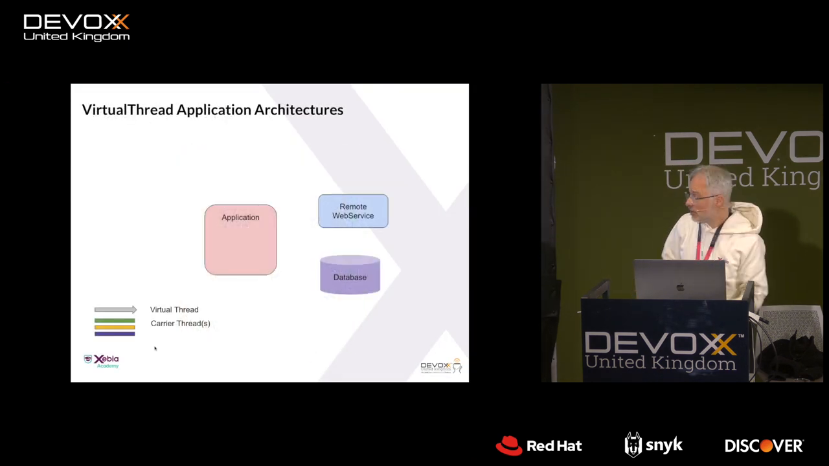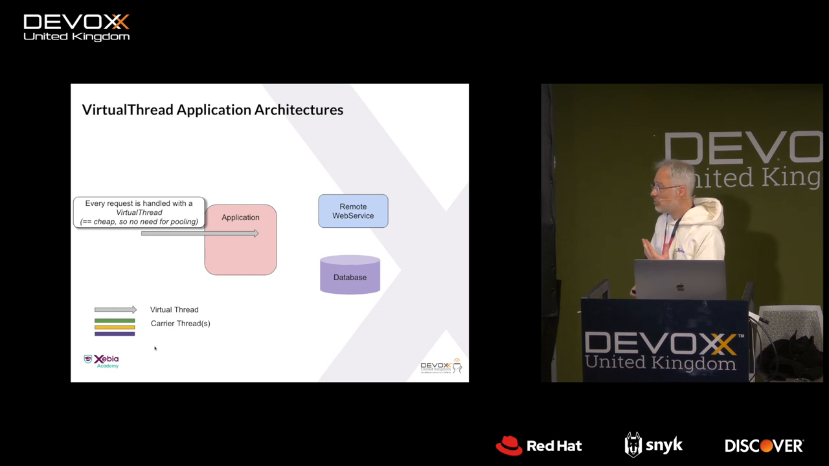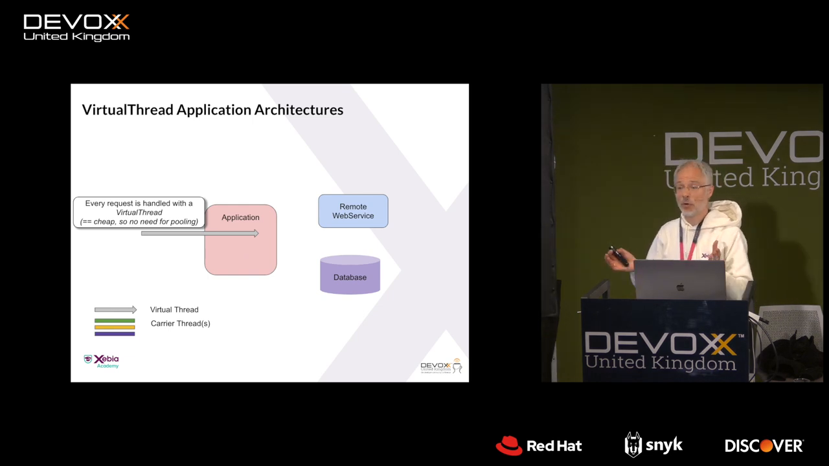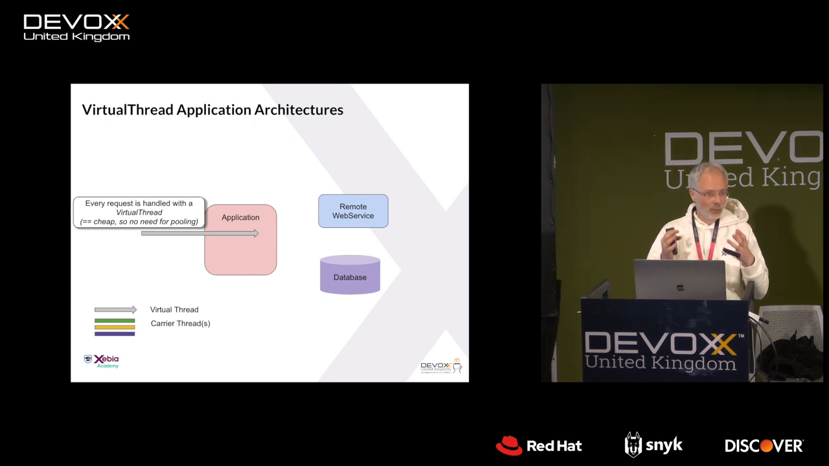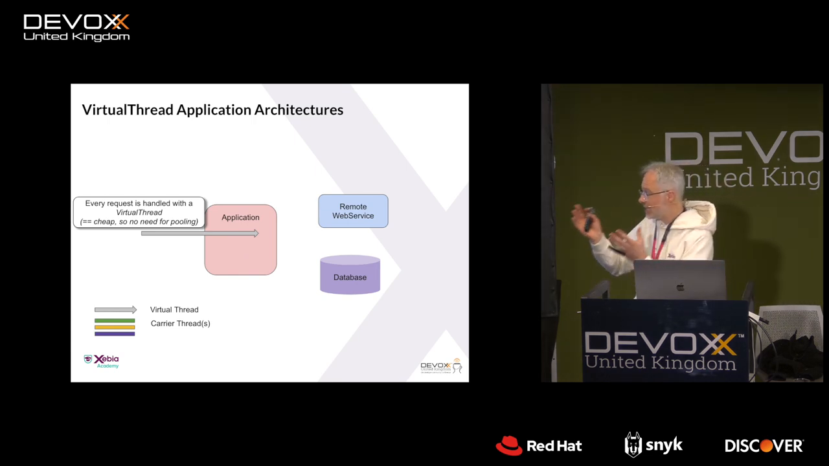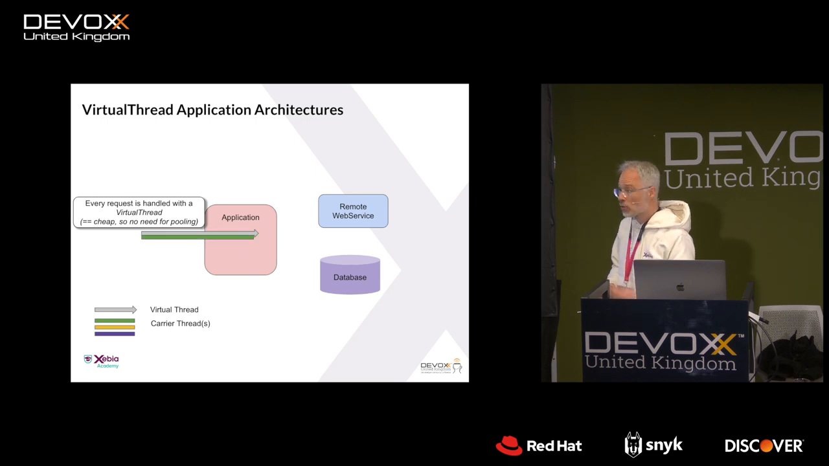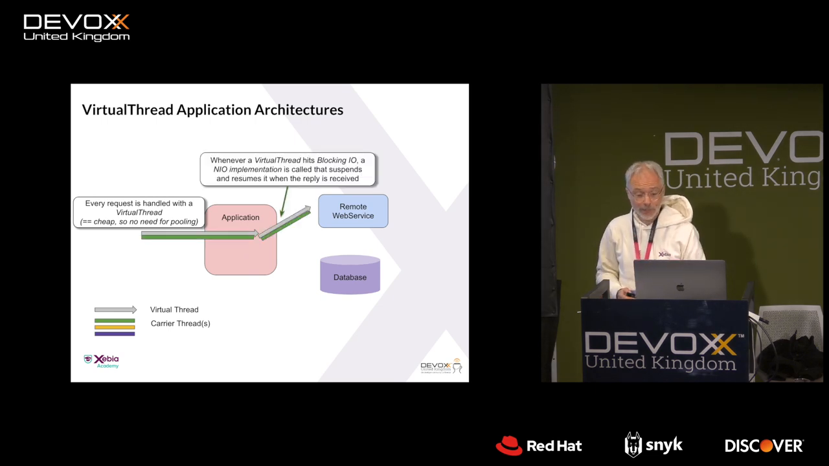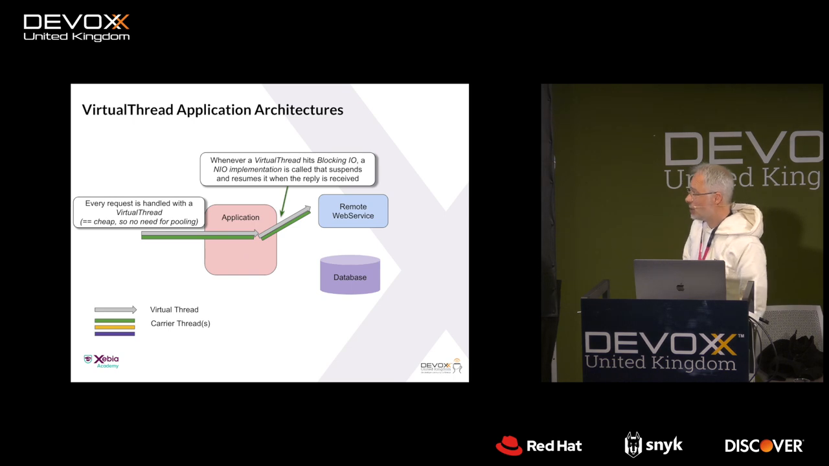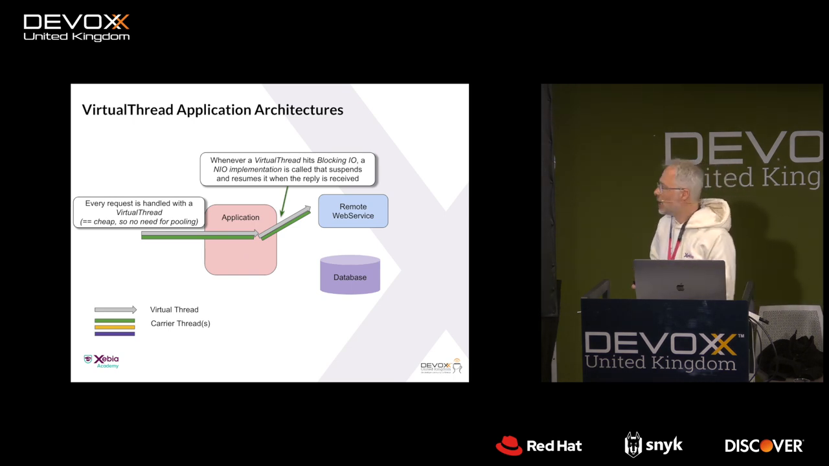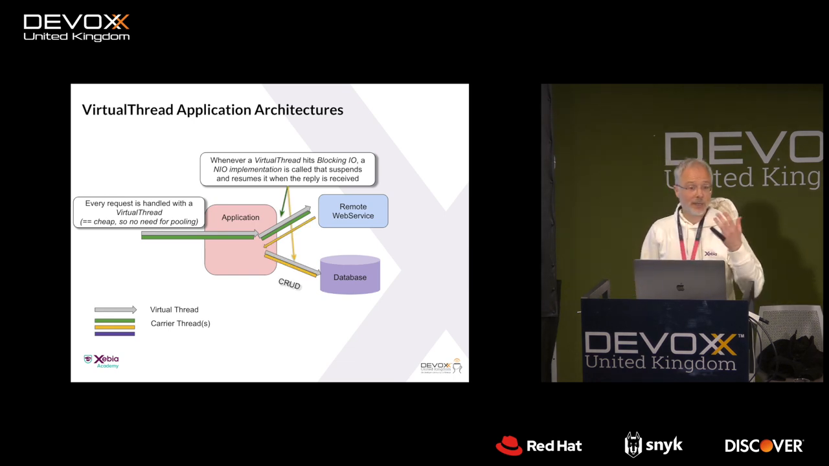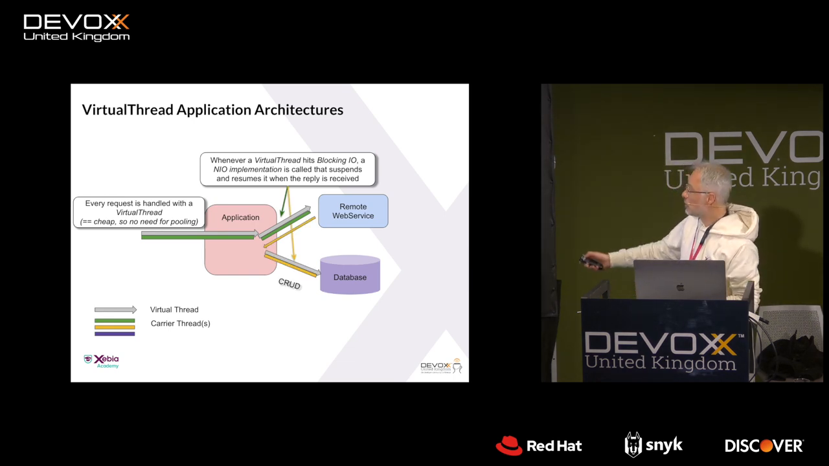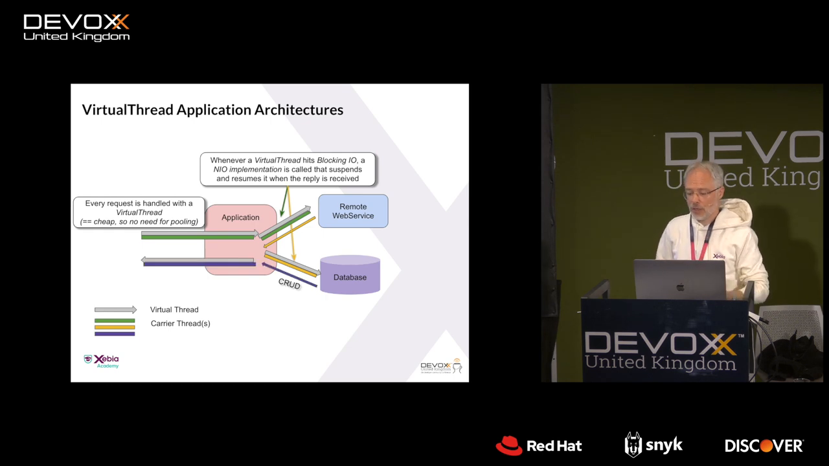So how does this architecture work? When you get a request, you simply create a virtual thread. Pooling is not needed anymore. Pools you only need for expensive resources. When you have expensive resources, then you need a pool, and if they're cheap, you don't need a pool. That also applies for virtual threads. Of course, there's also a carrier thread that does the real work. Whenever you hit an I/O boundary, even using blocking normal I/O, then the carrier thread would go do something else, and the virtual thread would be suspended. It would be resumed once you get a reply, and so on, and so on.